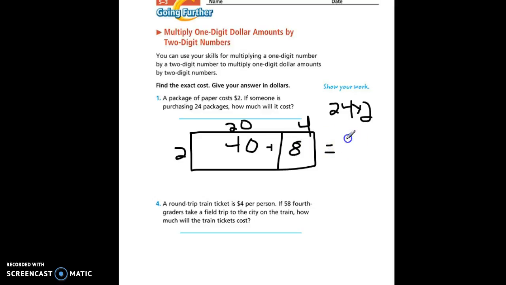You would have gotten $48. Don't forget your dollar sign. That would be the correct answer. So that is one method we can use to multiply a 2-digit by 1-digit number.